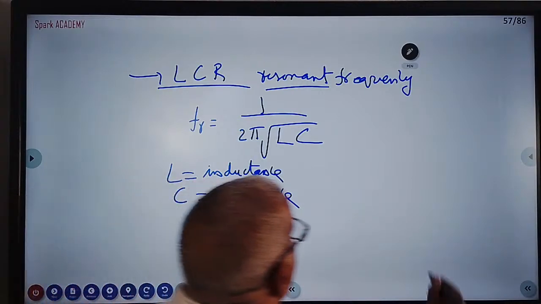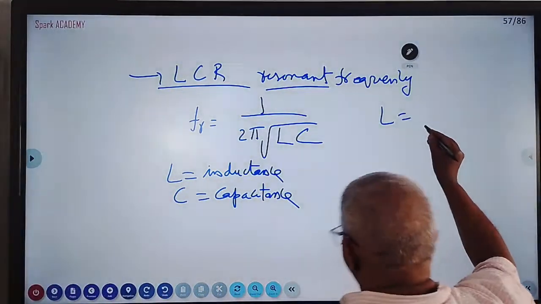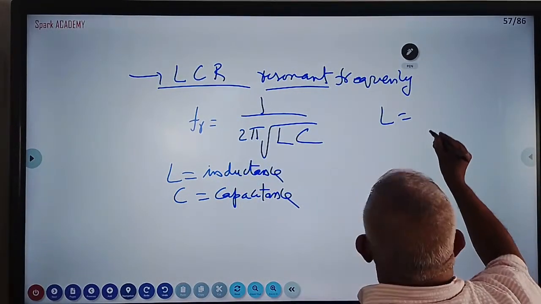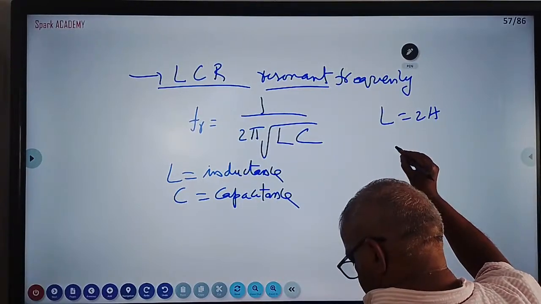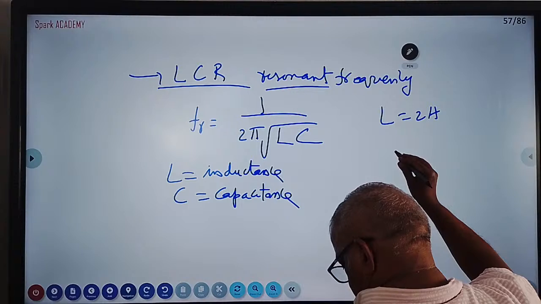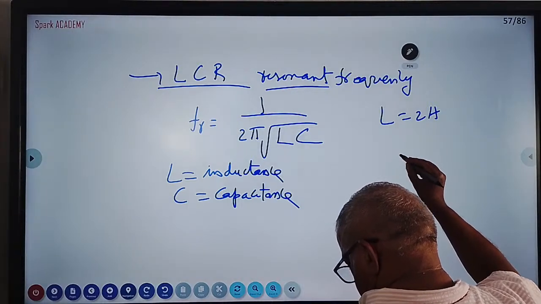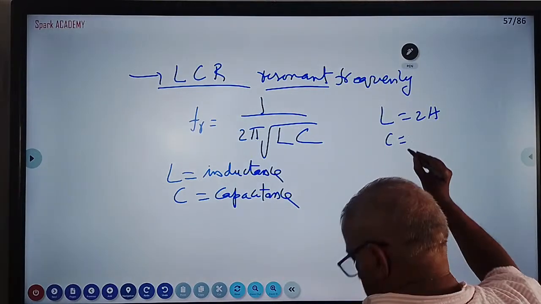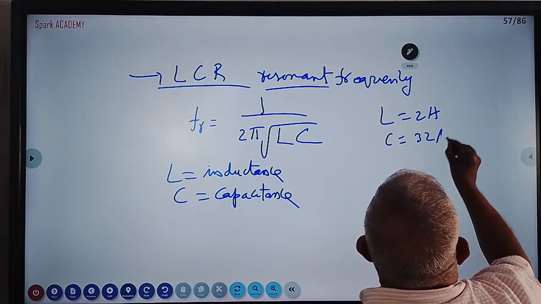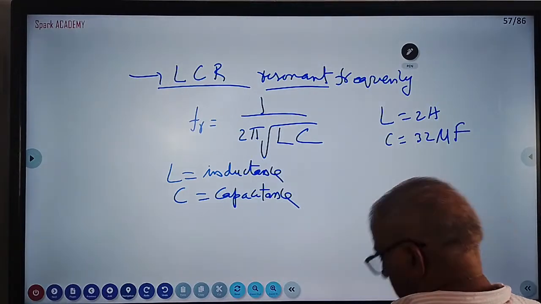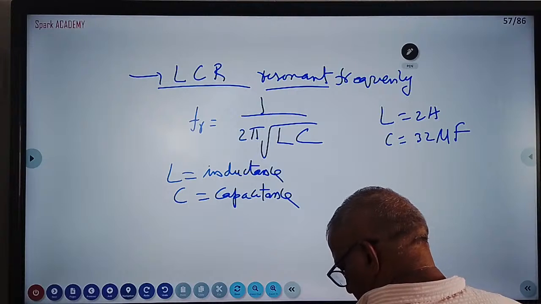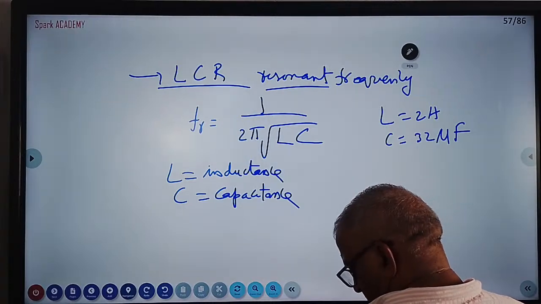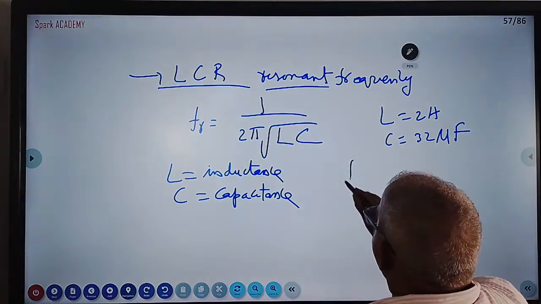LCR circuit, friends. L is equal to 2 henries, and capacitance is 32 microfarads. These are the values. Resistance is unnecessary; you have a resistance of something like 10 mega ohms, but the question asks for resonant frequency, and resonant frequency doesn't depend on resistance.